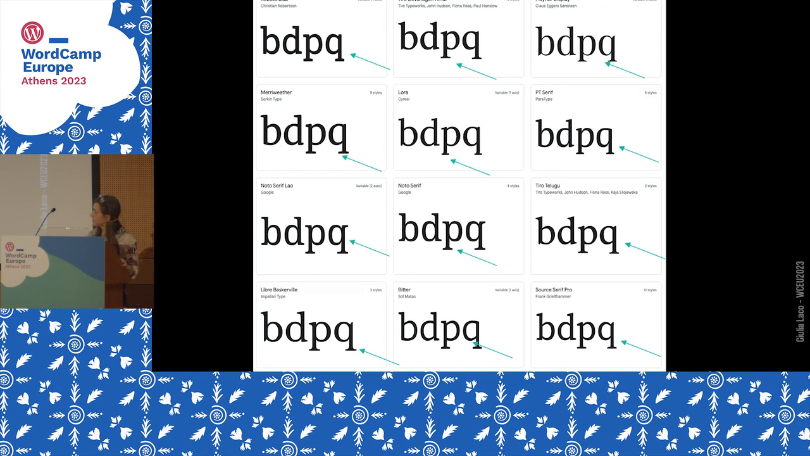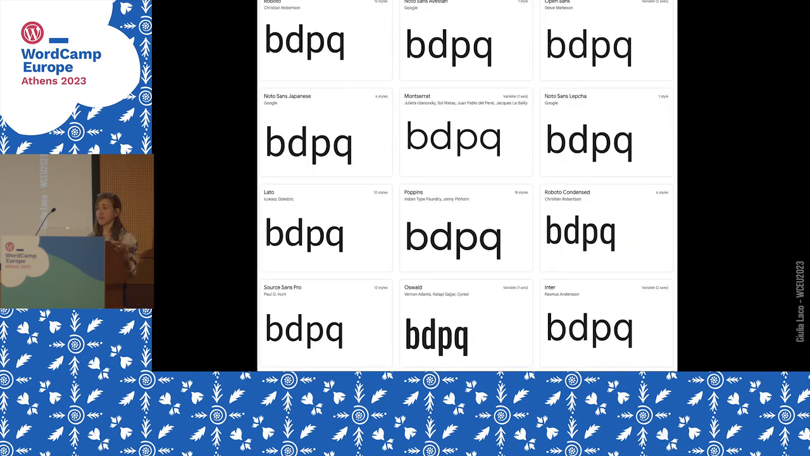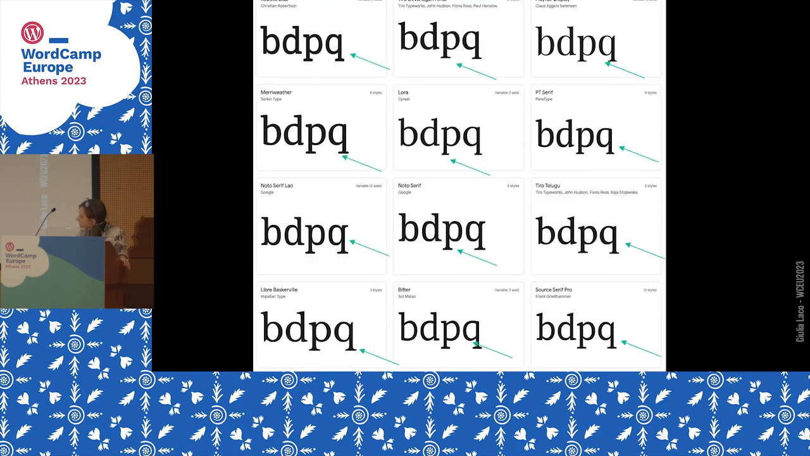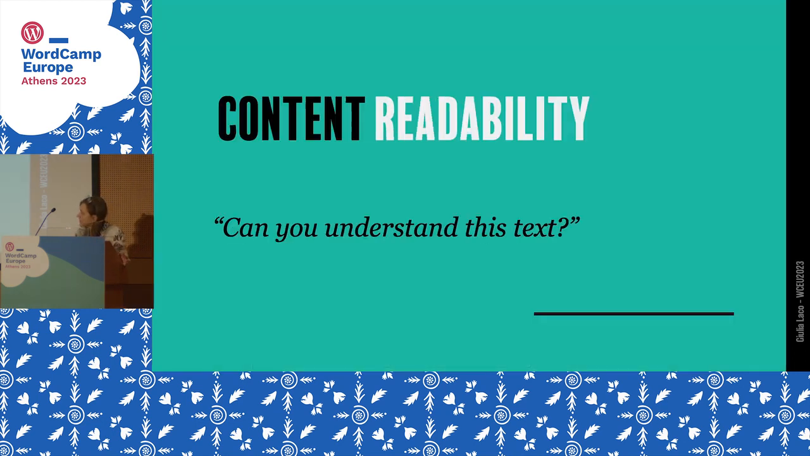Some people say that dyslexic people tend to flip some letters. That's why this is going to be a problem for them. But some others don't agree with that. I don't know, I don't have an answer.